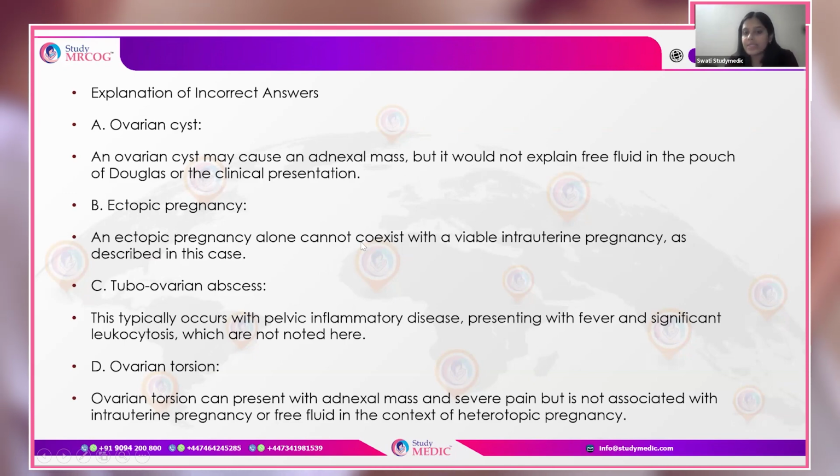Ectopic alone can't coexist with a viable intrauterine, as in this case. Tubo-ovarian abscess, this typically occurs with PID, presents with fever, significant leukocytosis. So features like this are not described in the question. So tubo-ovarian abscess is excluded, and ovarian torsion can present with adnexal mass and severe pain, but usually won't be associated with intrauterine pregnancy or significant free fluid. So here, heterotopic pregnancy is the most probable diagnosis.